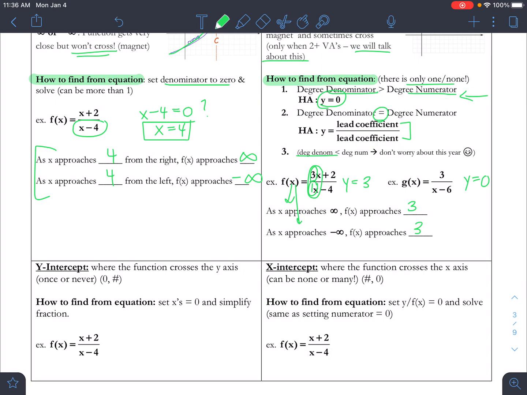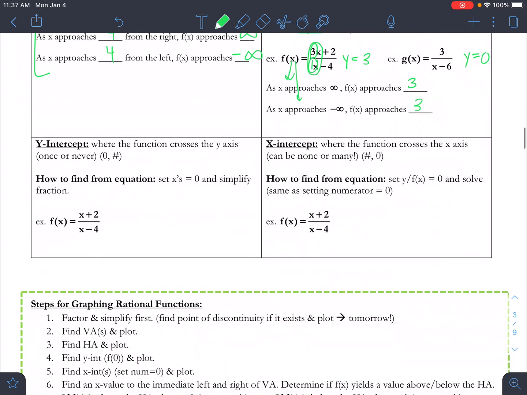Okay, the last 2 things to talk about here would be the y and x intercept. What is a y-intercept? You guys know this. It's when it crosses the y-axis. It's either once or possibly never. And we find this from setting x to 0, and we simplify the fraction. So set x to 0. This would be 0 plus 2 over 0 minus 4. So my y-intercept is negative 1/2. So I'd write that as 0, negative 1/2.